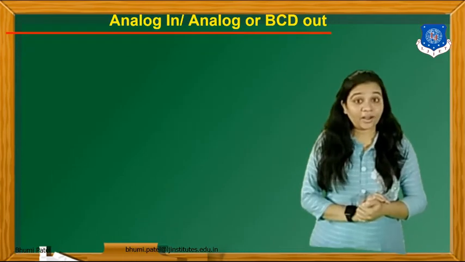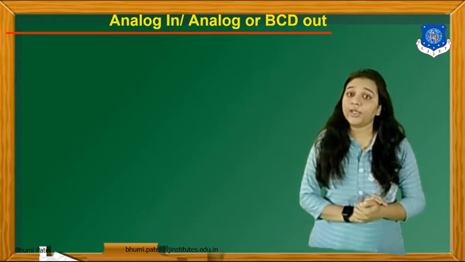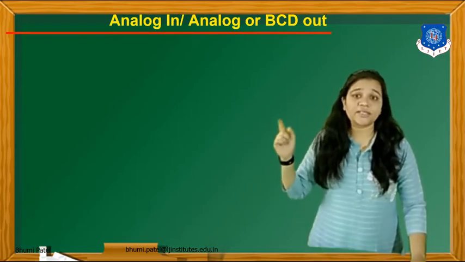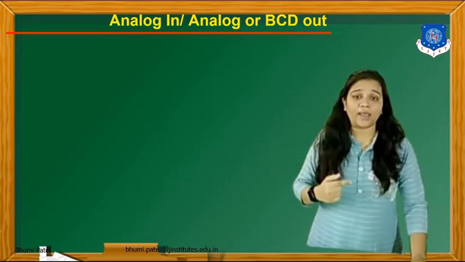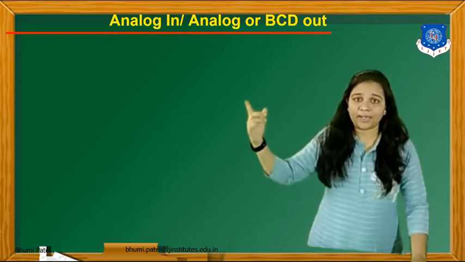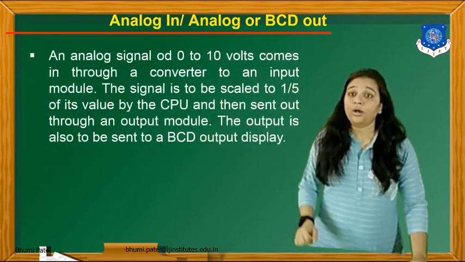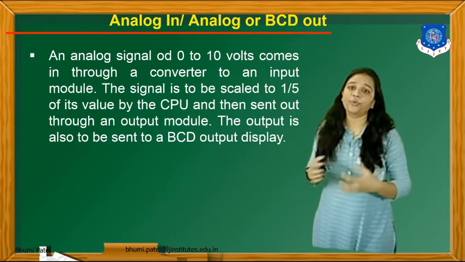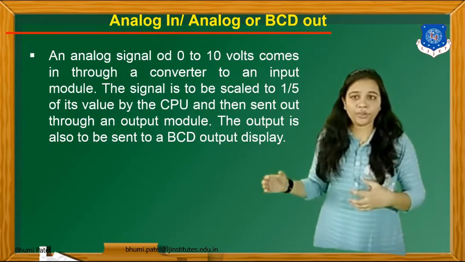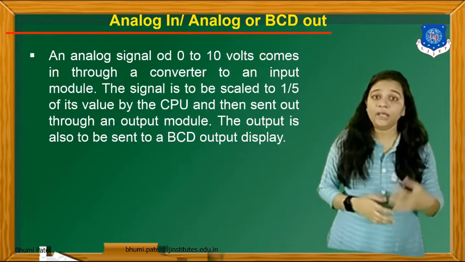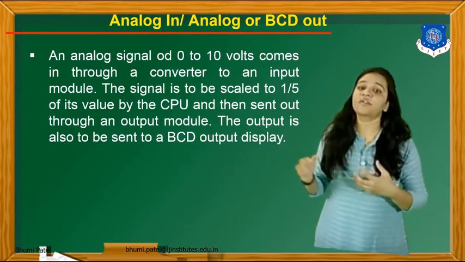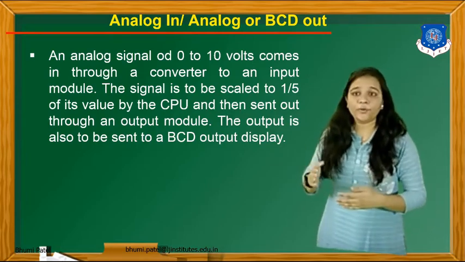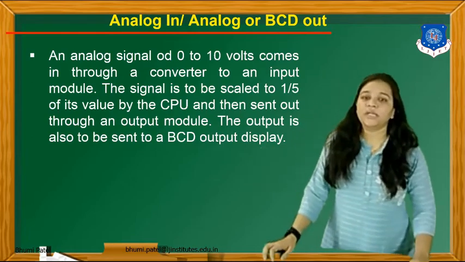Now, today's topic is analog input and analog or BCD output. That means the input is given in the analog form and we can find the output in analog or BCD output. So, an analog signal of 0 to 10 volts comes in through a converter to an input module. The signal is to be scaled to 1/5 of its value by the CPU and then sent out through the output module. The output is also to be sent to a BCD output display.